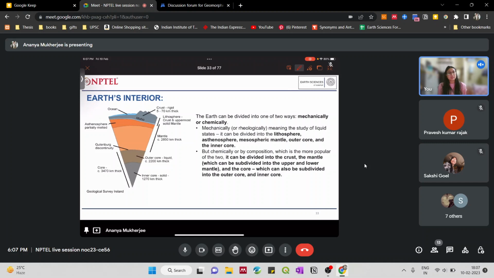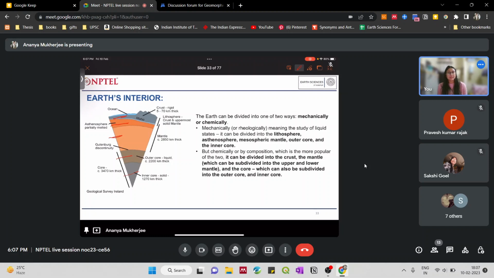We don't find any particular layer in the gaseous form, but gases are trapped even within the earth. Mostly the two states of matter that we find are solid and liquid. According to that, we have the lithosphere, the asthenosphere, the mantle, the outer core, and the inner core. These are the layers that are distinguished on the basis of their mechanical properties.